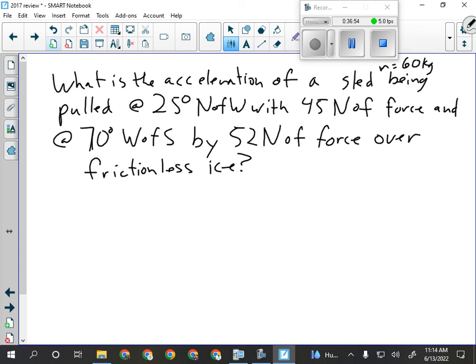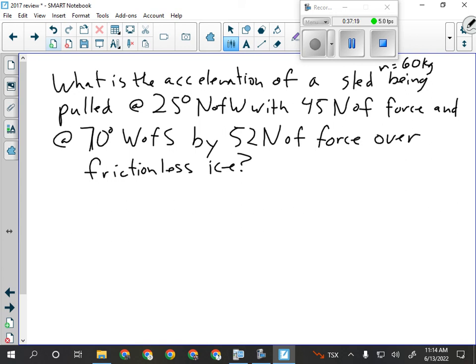Okay, there we go. You have a sled, and it's being pulled by two ropes. Imagine there are two ropes attached to the front of it. One of those ropes is being pulled 25 degrees north of west by 45 newtons of force. The other is pulled 70 degrees west of south by 52 newtons of force, over frictionless ice, because friction would just throw another monkey wrench in. So those are the two forces.